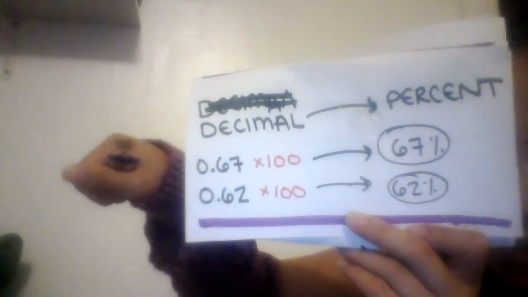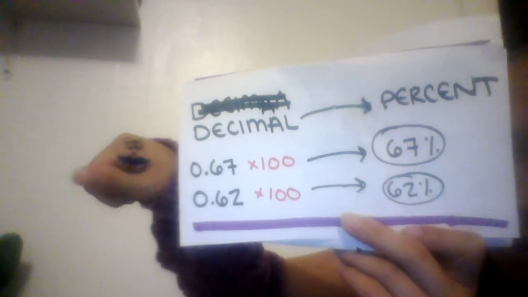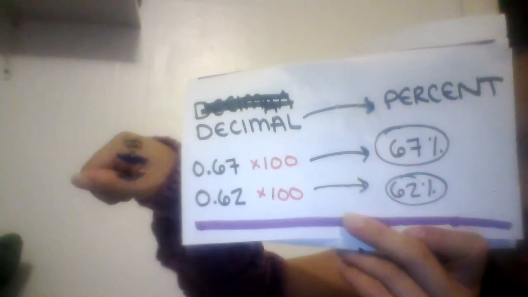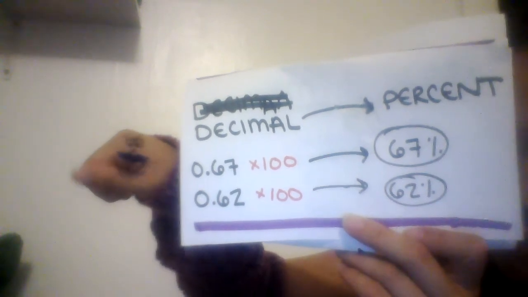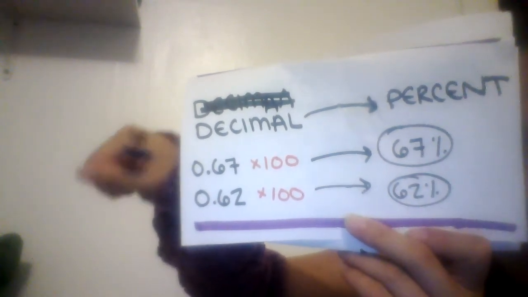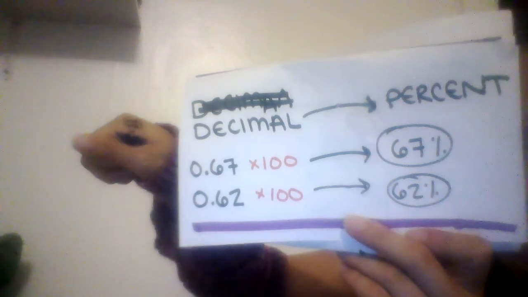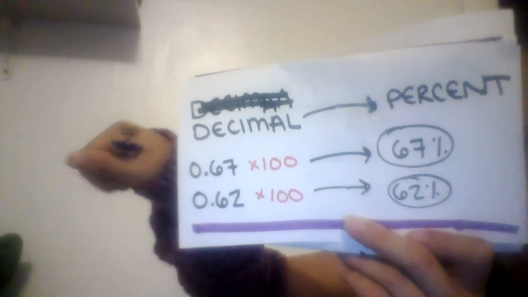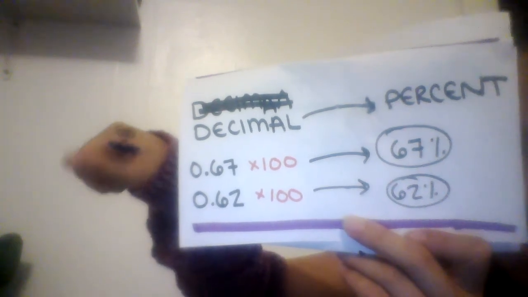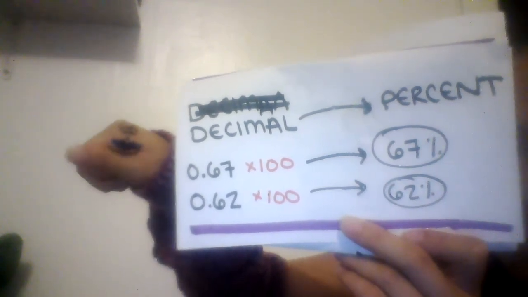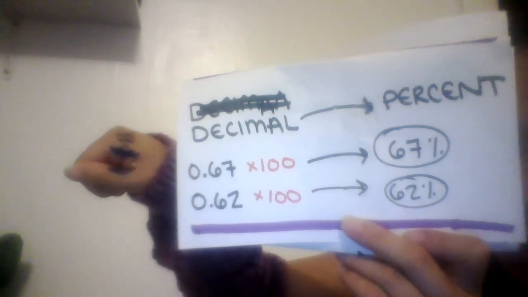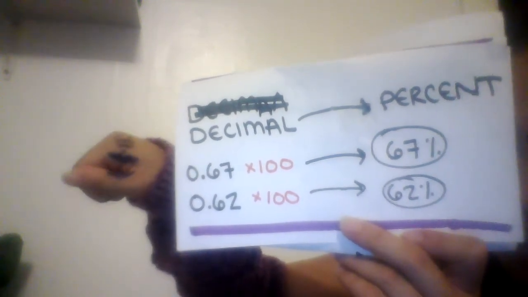To get a percent, all we have to do is multiply it by 100. You don't even need a calculator. All you have to do is move the decimal place 2 spots to the right, since we are multiplying by 100, and 100 has 2 zeros. So if you look, 0.67 is 67%. 0.62 will be 62%. It's that simple. You don't even need a calculator.